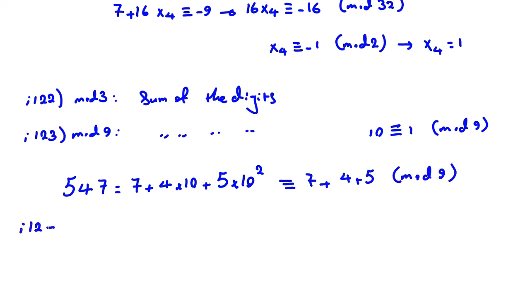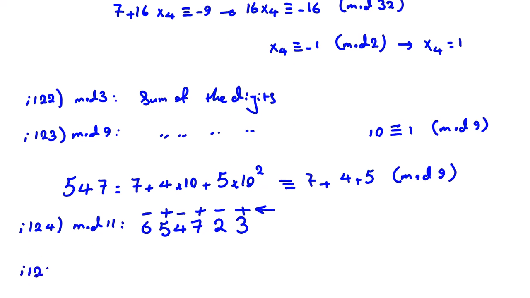For 11 also we will use the same thing, but we know 10 is -1 mod 11. So for mod 11 from the right you should consider plus minus. Okay, for example, if we have this one, 3, plus from here, plus minus plus minus plus. So if it starts with 6, you say minus. Idea 1 to 5.